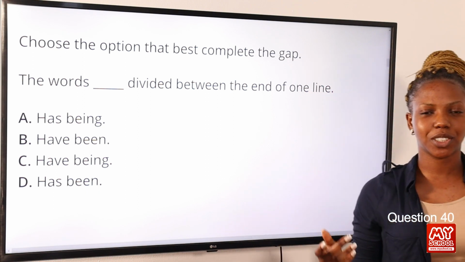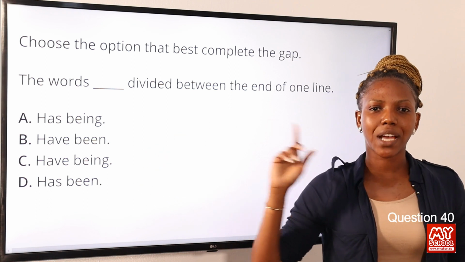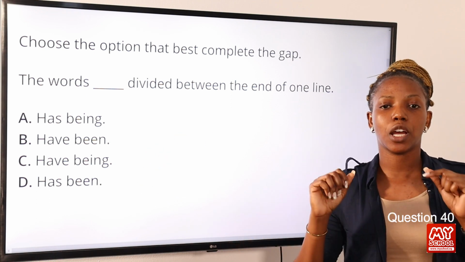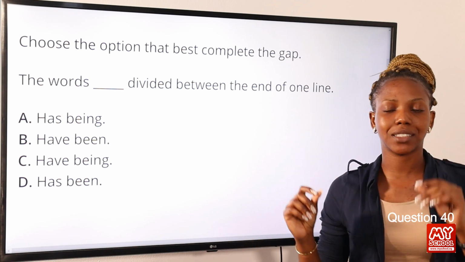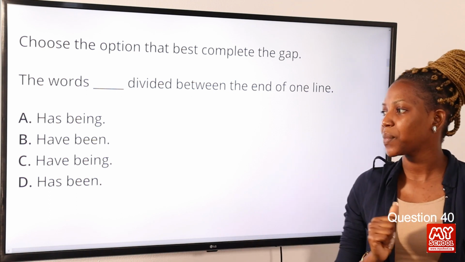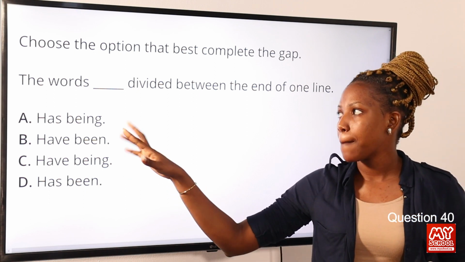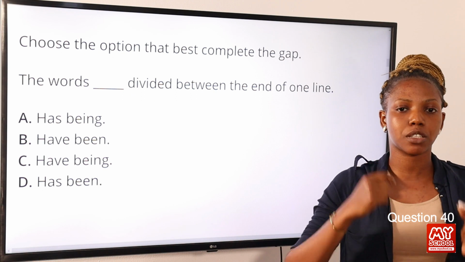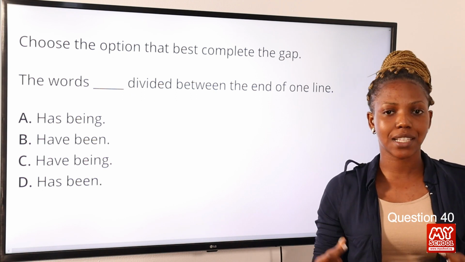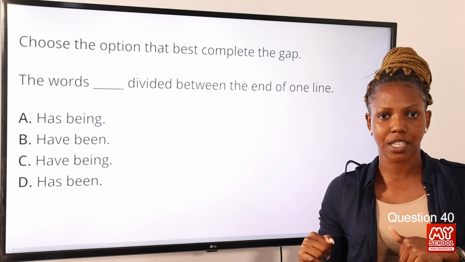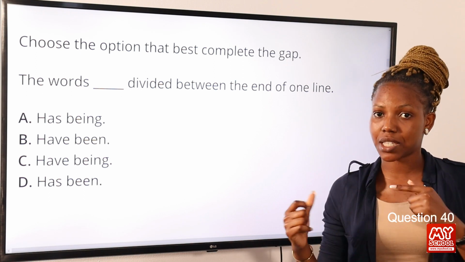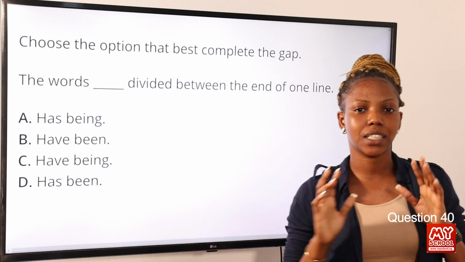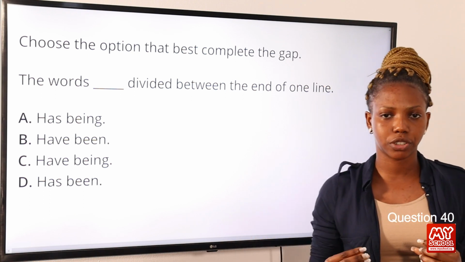Now the answer to this question is option B, have been. Why is this so? The subject is the words. The words is in its plural form, and so it should be have, not has. And then it shouldn't be being because we have divided, which is a past tense. So it should be a past perfect tense, and so it should be been, which is in its past participle. Okay, so therefore option B, have been, is the correct answer to this question.